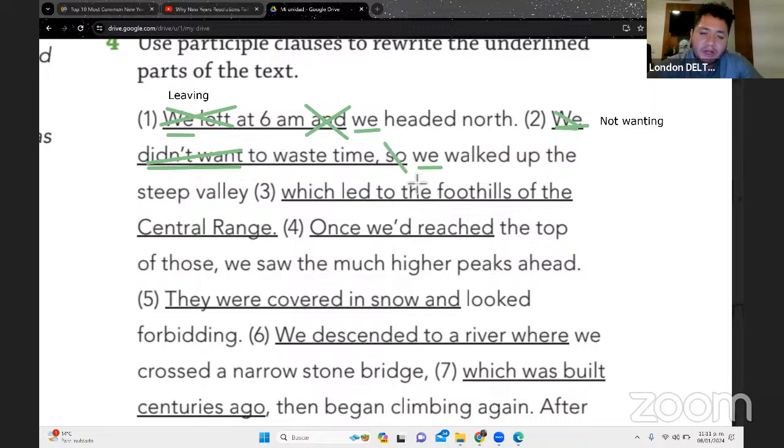Y de so, también eliminamos so. Not wanting to waste time, we walked up the steep valley. No queriendo desperdiciar tiempo, fuimos cuesta arriba. Okay, so you see, gerunds are very useful, and I hope that you learn a lot in this lesson.